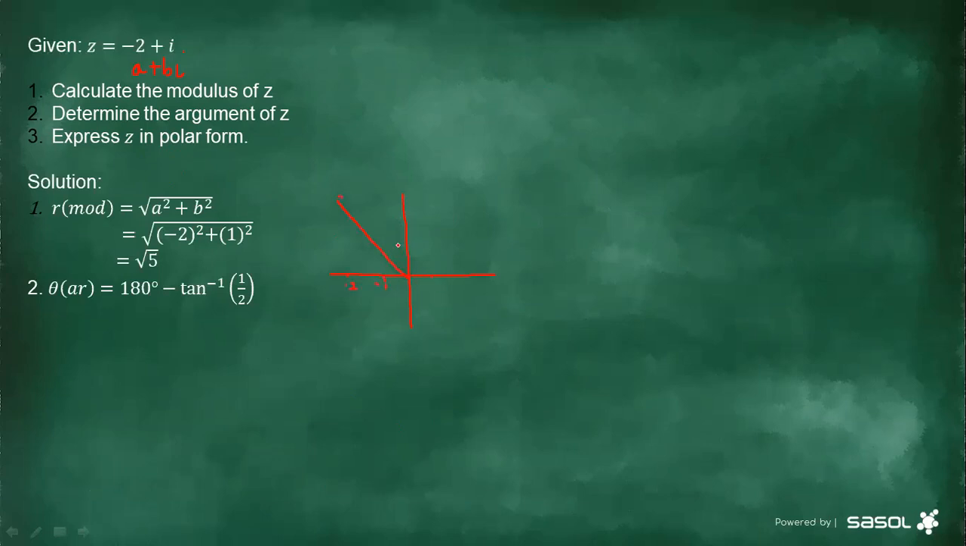This angle that we are looking for, which is the argument, is in the second quadrant, and we know that in the second quadrant it is 180 minus, hence we have 180 minus there. All right.